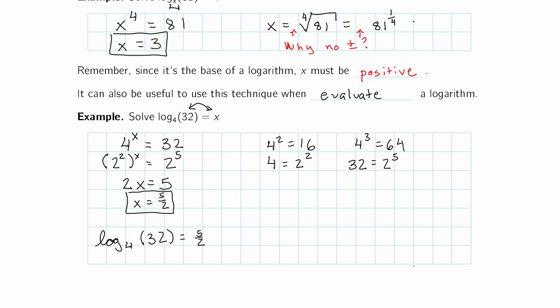And we can confirm that by noticing that 4 to the 5/2 really does give us 32. Not too bad. So as long as our log is a nice number, we can also use this technique to evaluate a log. And more generally, we can use this technique to solve any simple equation that involves a log.